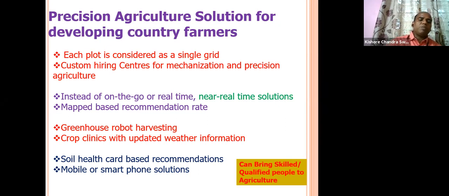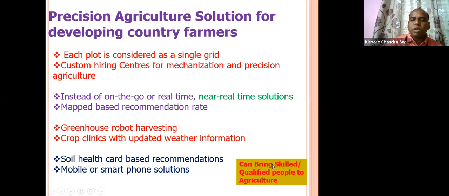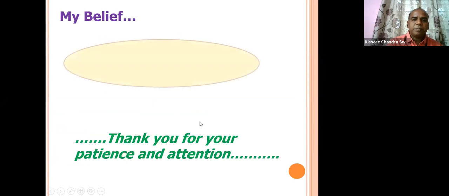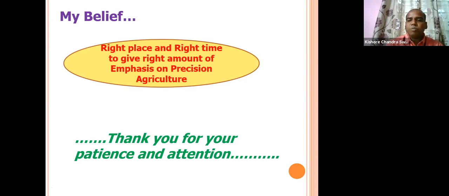And we have mobile and smartphone solutions, which precision agriculture experts and agriculture experts can give through smartphones. So the target is to bring skilled persons to agriculture to make it more profitable. My idea is that this is the right place and right time to give good emphasis to precision agriculture or modern agriculture. And thank you.